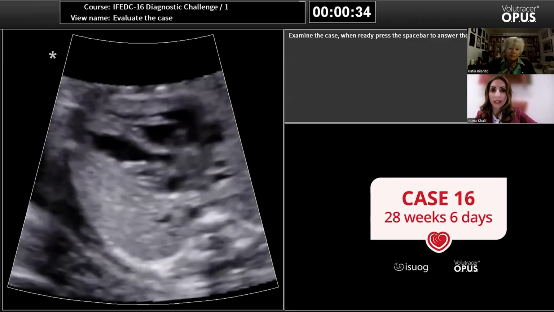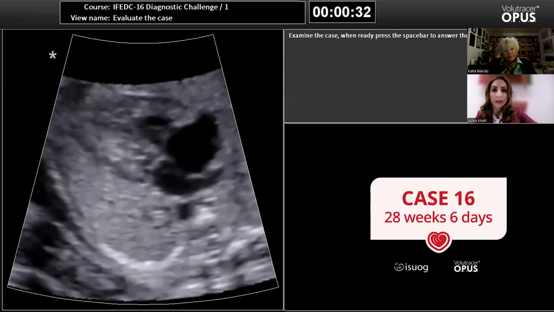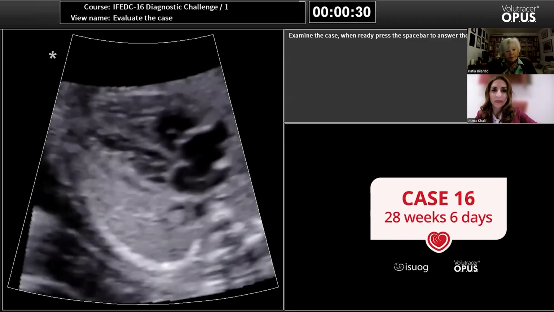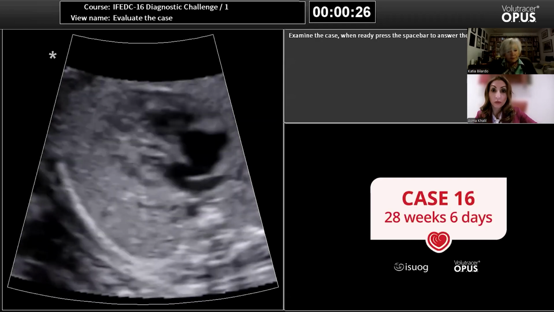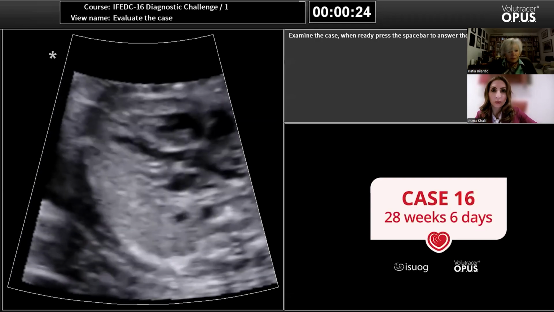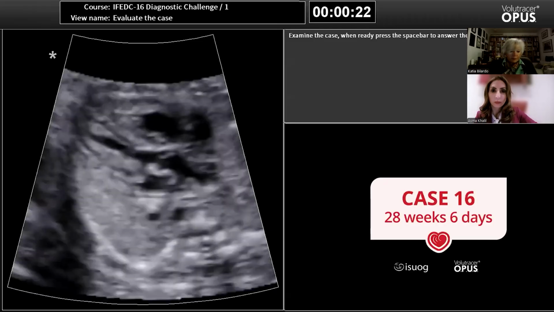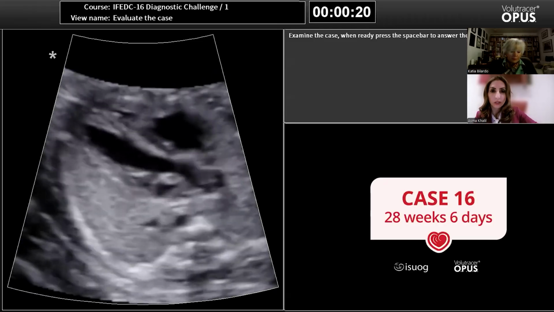Apex is made by the left ventricle. Morphologically, the left atrium is normal, and also the right ventricle, with the moderator band. So that all looks the way it should.